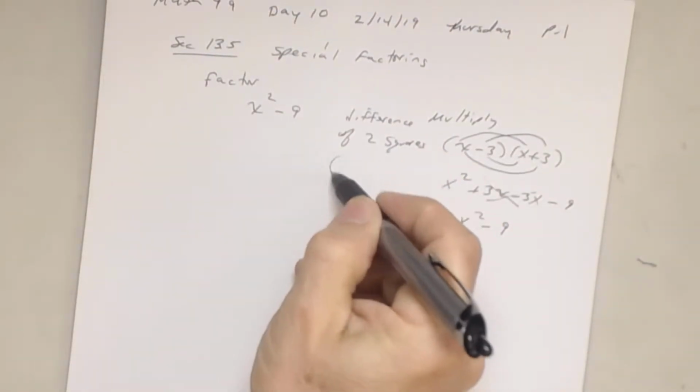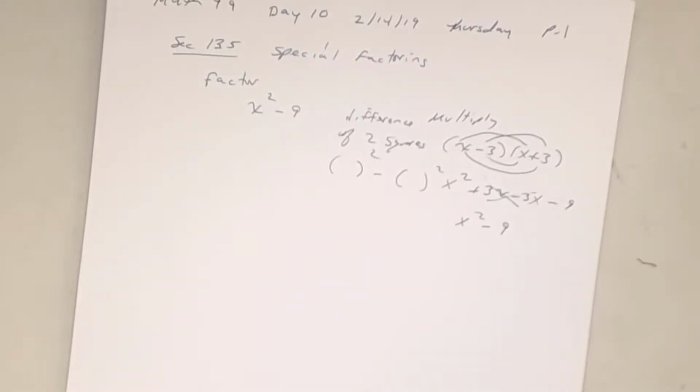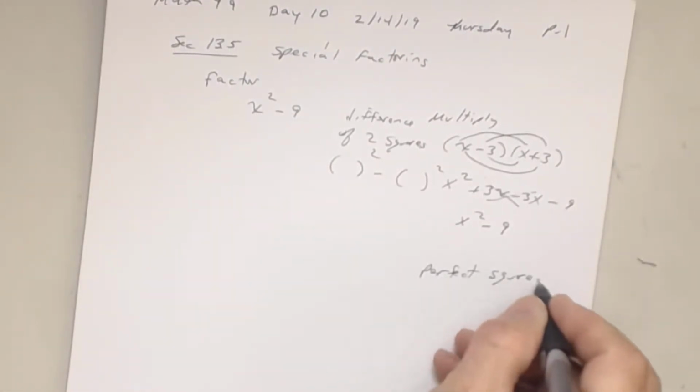So for the difference of 2 squares, first of all, you have to have 2 terms. And each term, you'll be able to rewrite as something raised to the second power. It all goes back to the idea of perfect squares. Remember your perfect squares from Math 97, 2 semesters ago. 4 is a perfect square because I can write 4 as 2 to the second power. 9's a perfect square because I can write 9 as 3 squared.